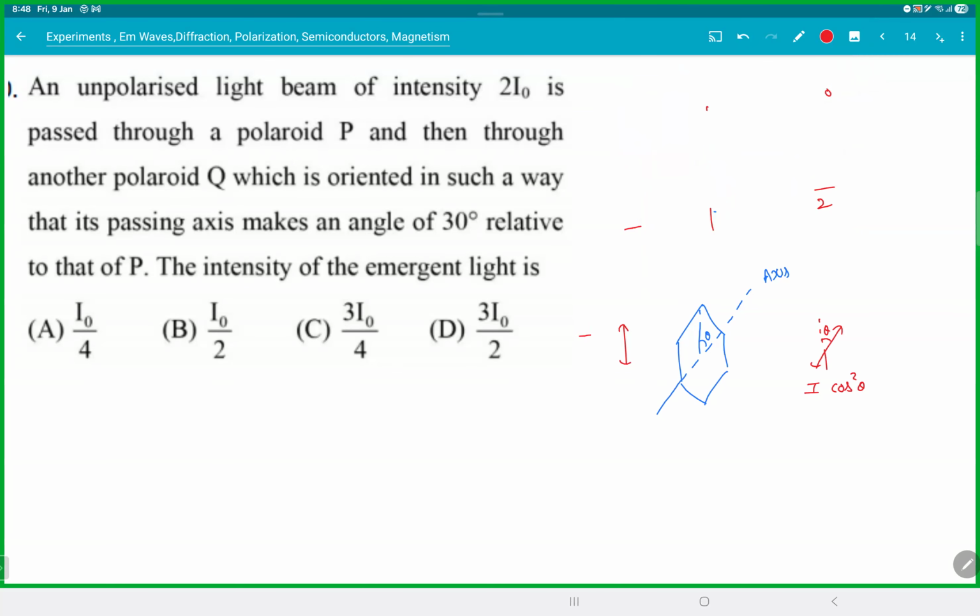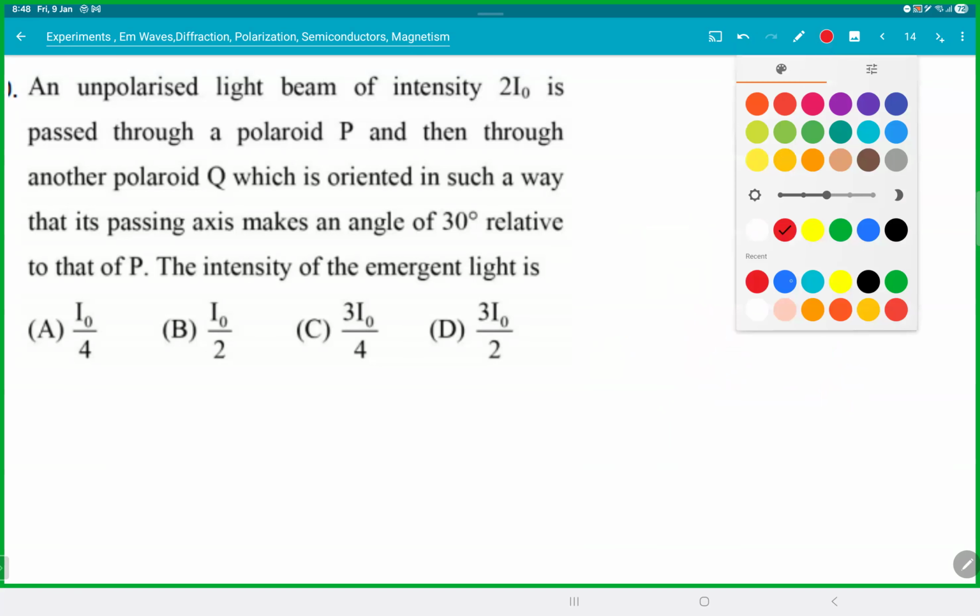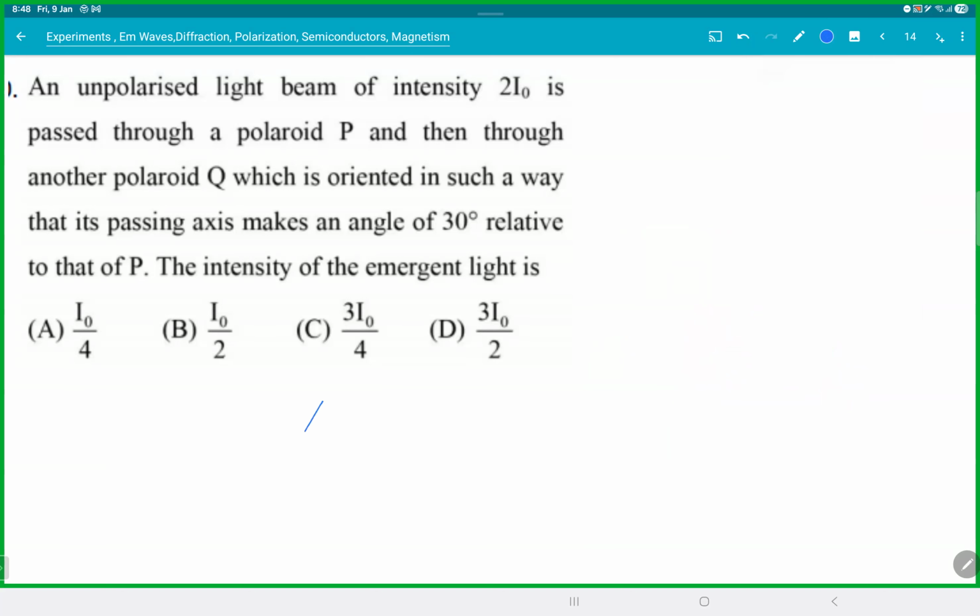you send an unpolarized beam of intensity 2I naught through a Polaroid, then another Polaroid in such a way that its passing axis makes an angle of 30 degrees relative to that of P. So it's a double polarizer. So we have one polarizer, and another polarizer. Let's assume this is the axis of this polarizer, and he's saying it is making an angle of 30 degrees relative to P. So this is your 30 degrees.